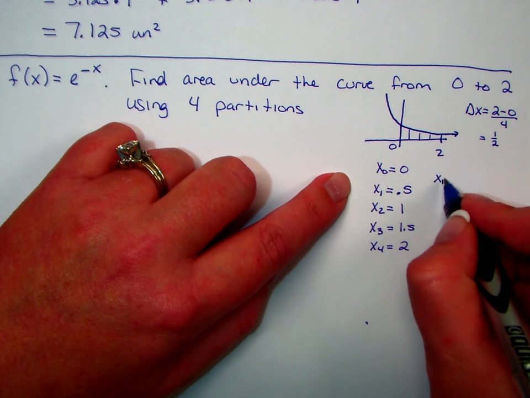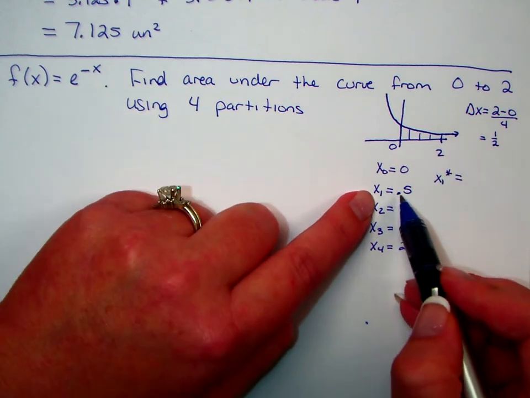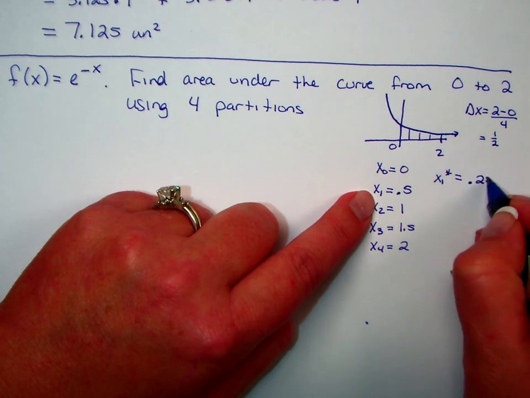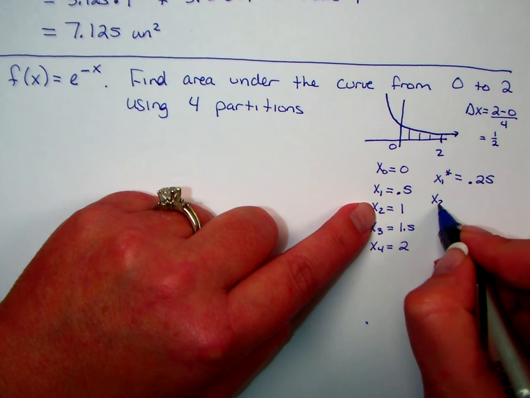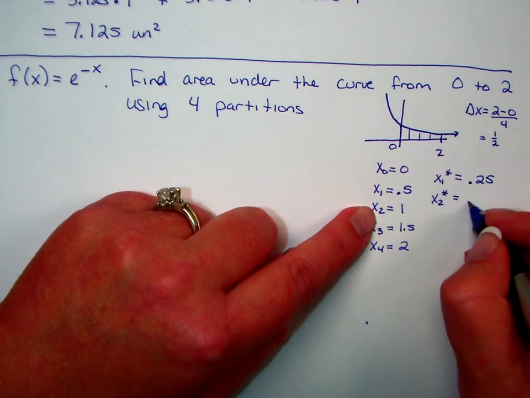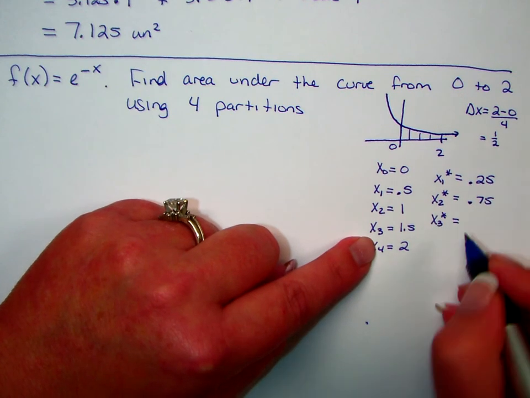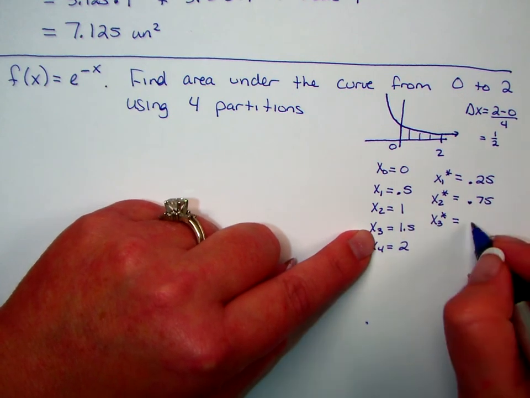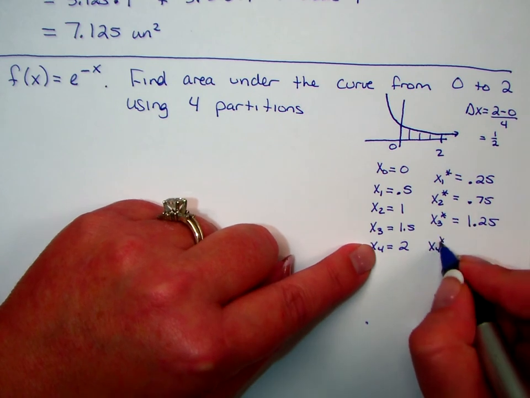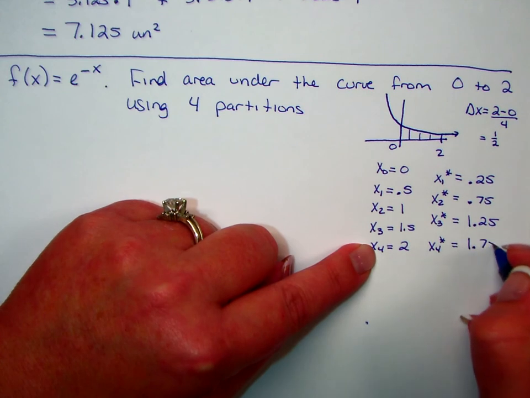Now while we're at it, let's go ahead and find the midpoints here, right? What's x sub 1 star? It's halfway between x sub 0 and x sub 1. So halfway between 0 and 0.5 is 0.25, right? What's x sub 2 star? Halfway between 0.5 and 1 is 0.75. X sub 3 star, halfway between 1 and 1.5 is 1.25. And x sub 4 star, halfway between 1.5 and 2 is 1.75.